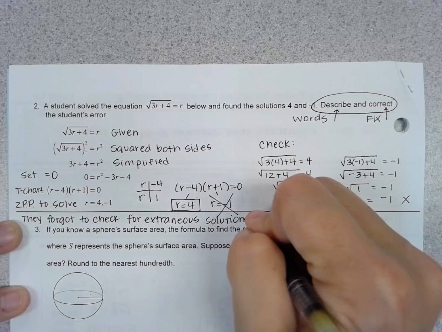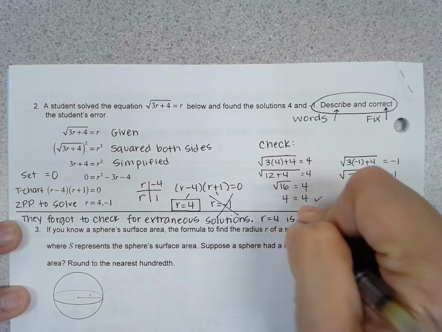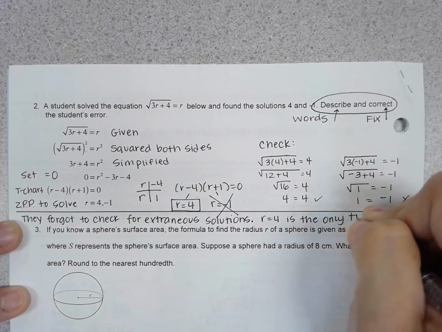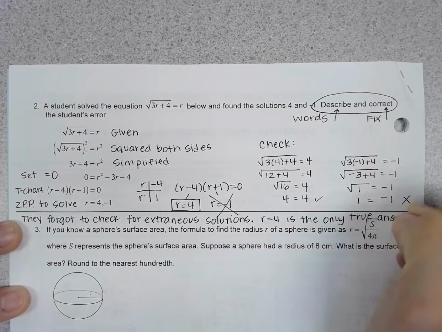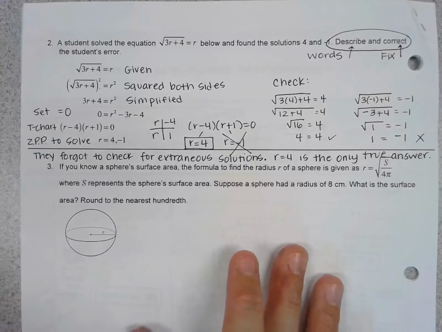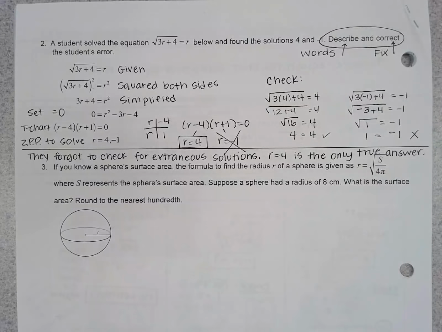And then I'm going to say R equals 4 is the only true answer. You could also say that they forgot to cross off -1 as a bad answer. You could say -1 is an extraneous solution, so the only answer is +4. Any way that you want to think about wording the answer to that question would be fine. All right, let's see. Question number 3.